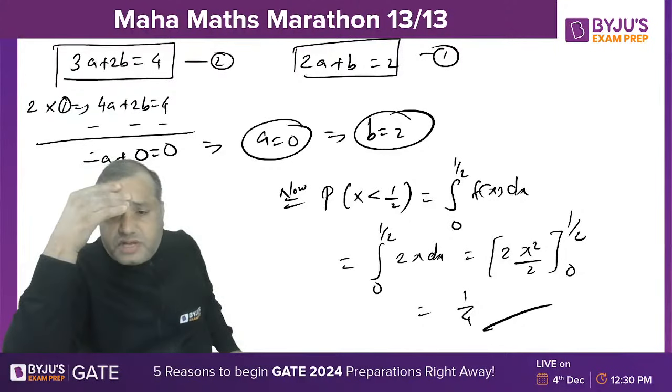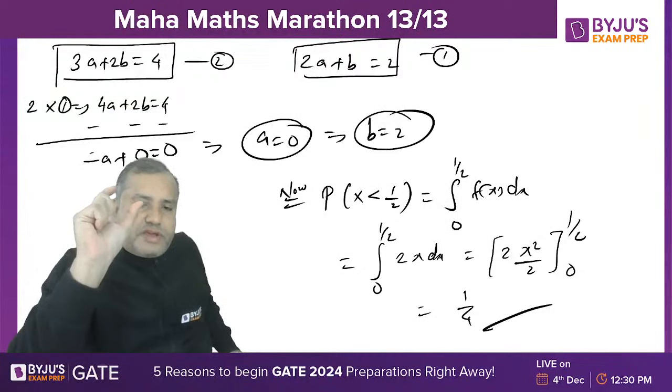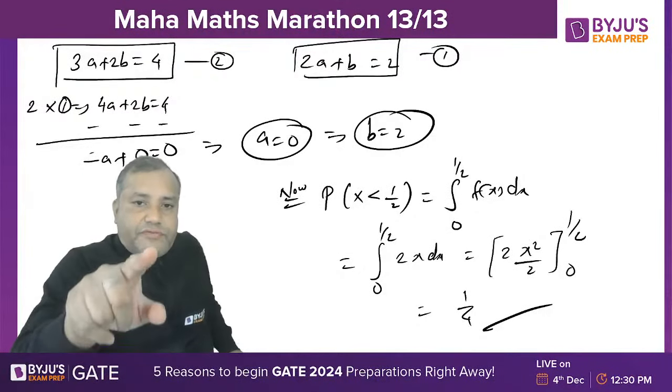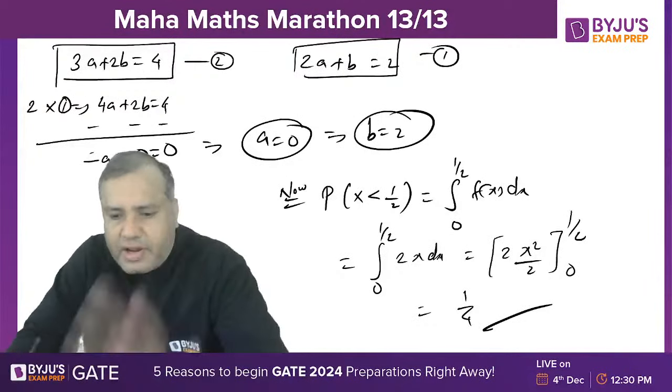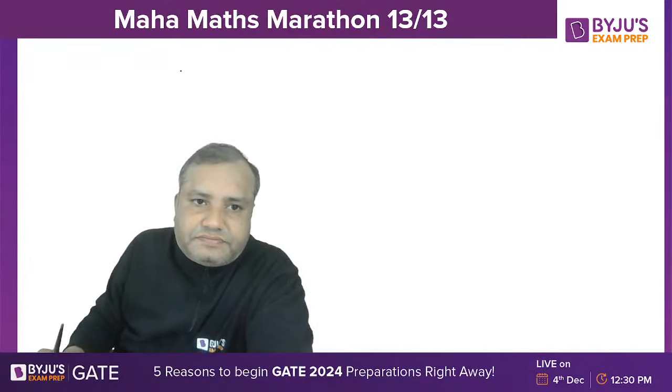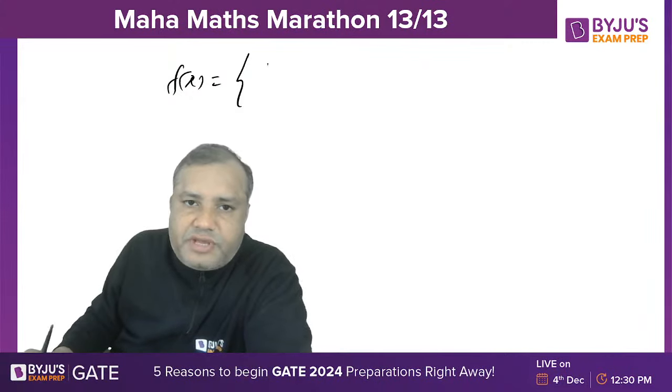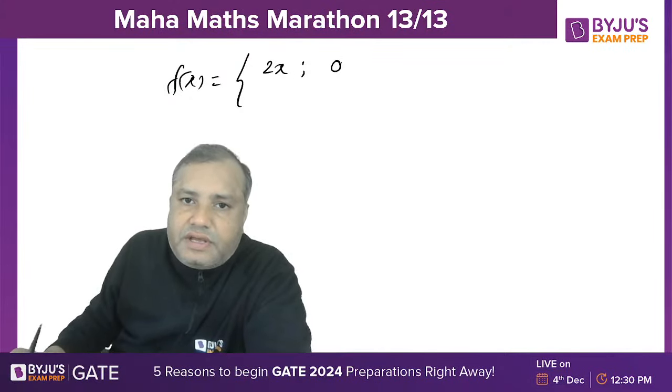For uniform distribution, the range of f of x is a to b. Here b is 2. It means that the function is, are you following my point? F of x is a plus bx, where a is 0 and b is 2. So 2x is given in the interval 0 to 1.